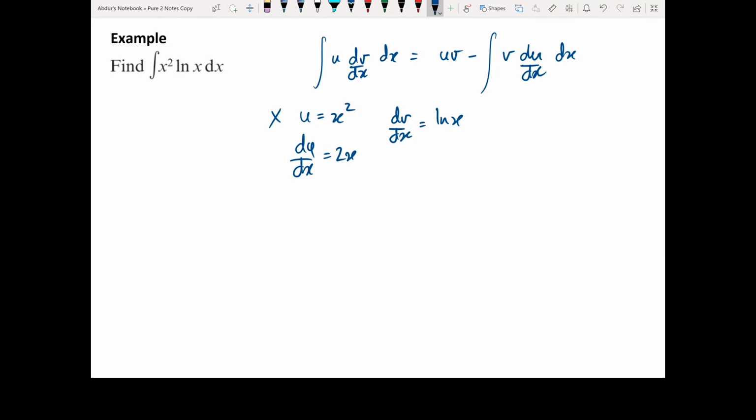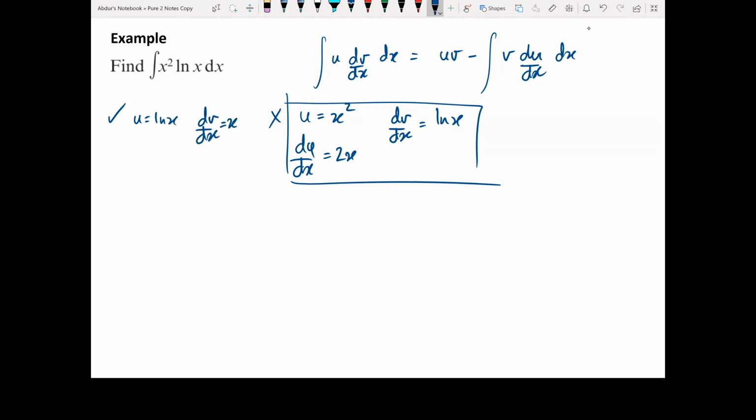So as such, we wouldn't do it this way. When ln x is involved, the way to do it is not this way. That's the wrong way to do it. You would always let u be ln x whenever ln x is involved. So the correct way would be to let u equal ln x and let dv/dx equal x squared in this case.